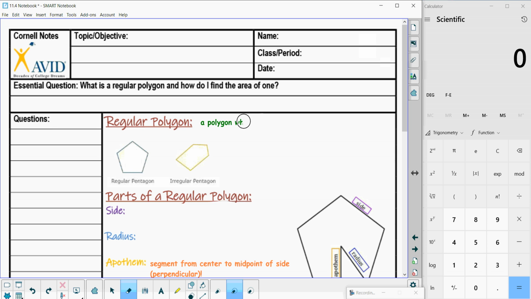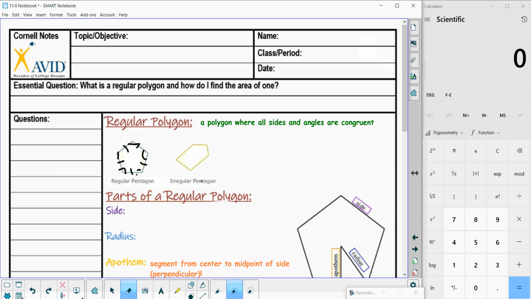It's a polygon where all sides and angles are congruent. So for example, I have a regular polygon here on the left. I know it's a pentagon because it has 5 sides. So that means that all the sides are congruent, so I'm going to use congruency marks for sides. And I know all the angles are congruent, so I'm going to use those congruency marks for angles. Over here on the right, we do not have a regular pentagon because we do not have all sides congruent nor all the angles congruent.